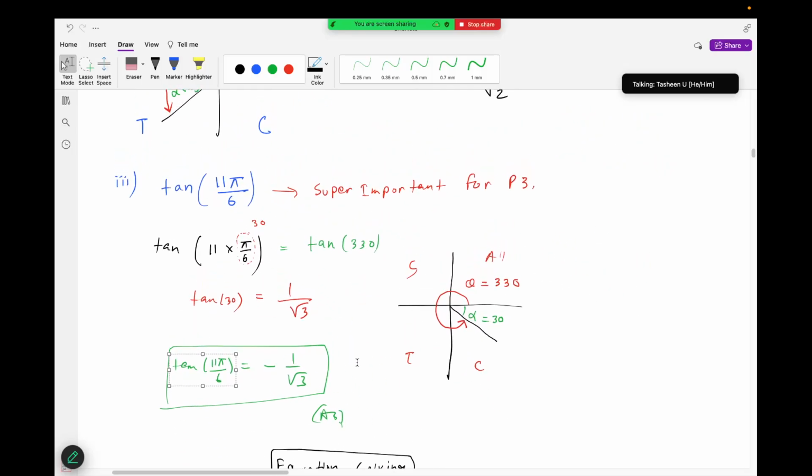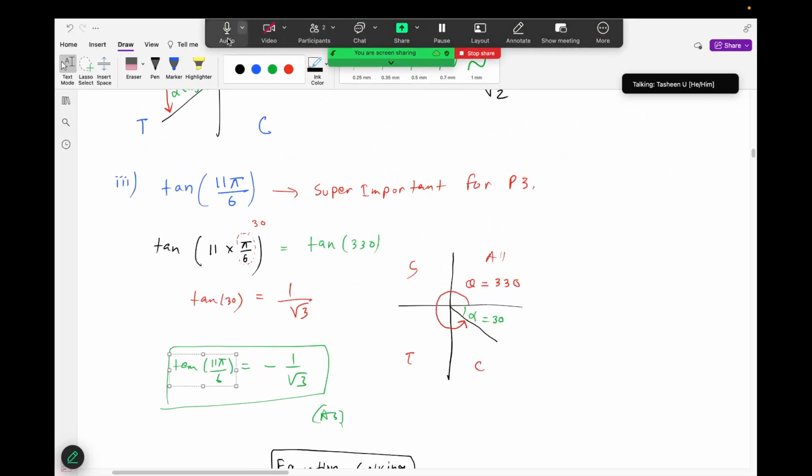So do you have any confusion up until this point? No, it's clear now.